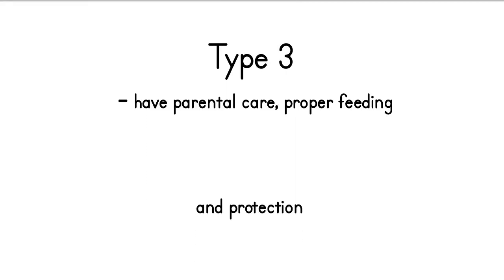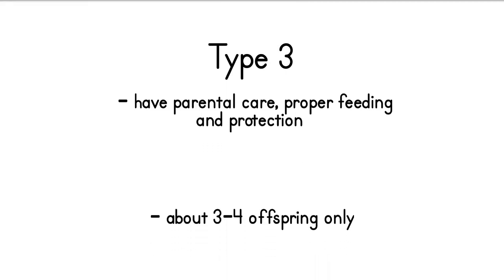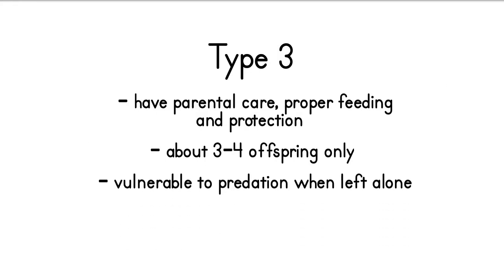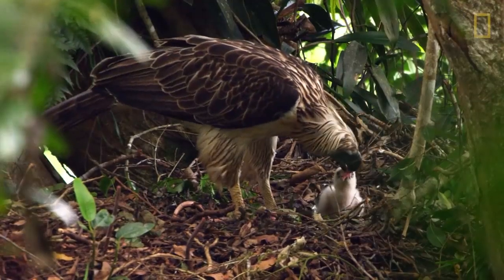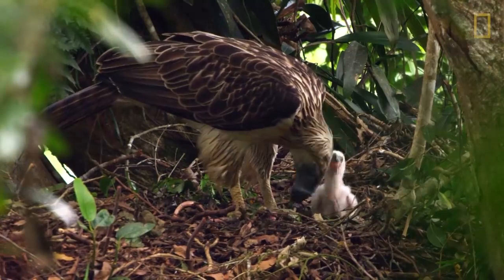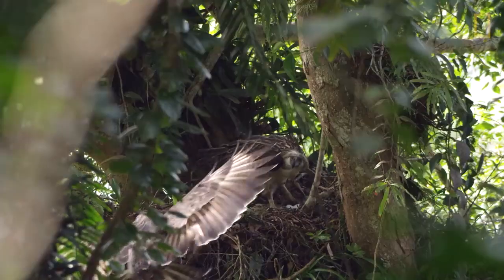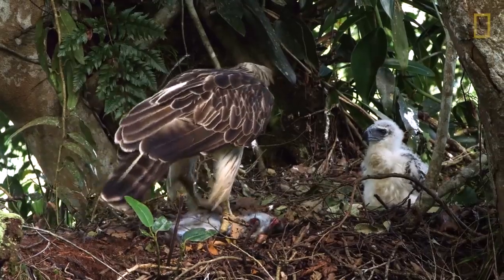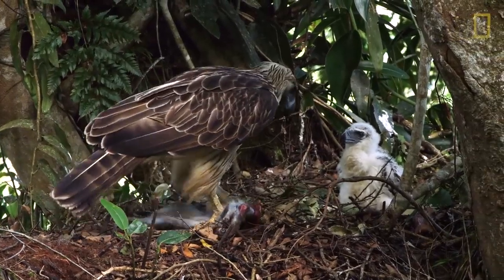Organisms of this type enjoy parental care, are fed the right amount of food, and are protected from predators. Only about 3 or 4 individuals are given birth to and are hid in a protected area away from predators. But due to the natural tendency of the young to get out in the open, they become visible to predators, which wipe out a relatively large percentage of them.